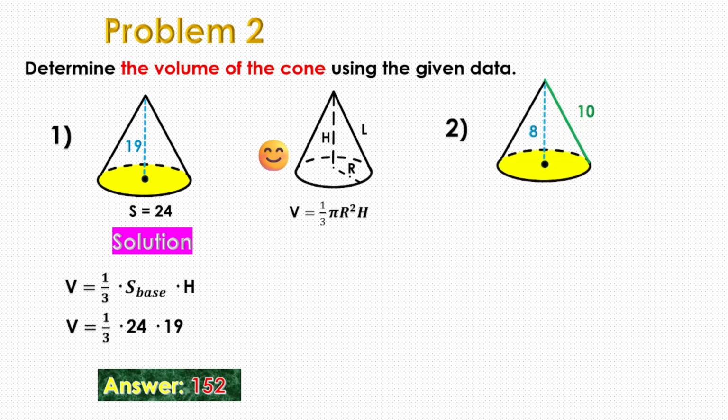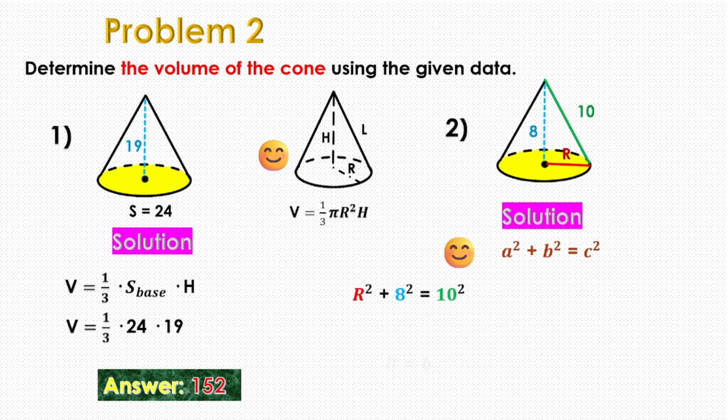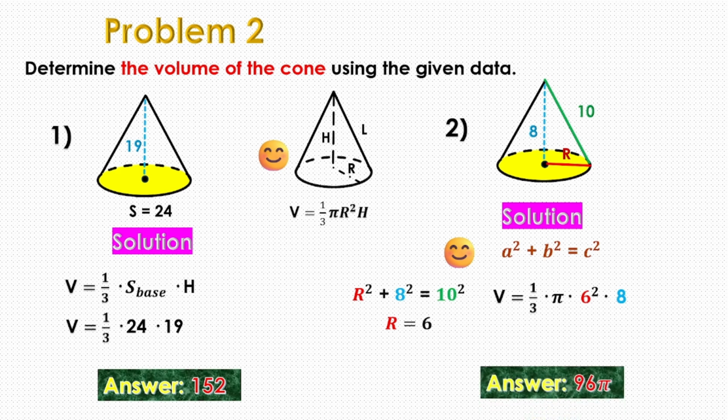Let's consider the second case. Here we are given the height and the generator. By the Pythagorean theorem, we can find the radius of the circle, which will be equal to 6. And then we will substitute the quantities into the formula for finding the volume of a cone, and the volume will be equal to 96 pi.